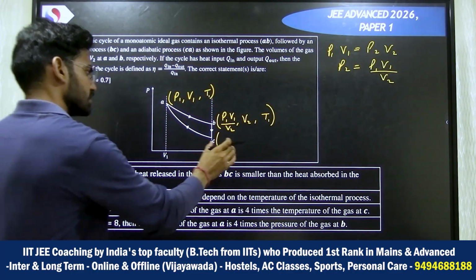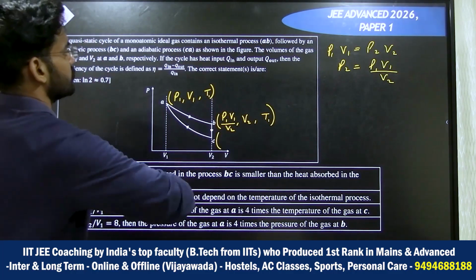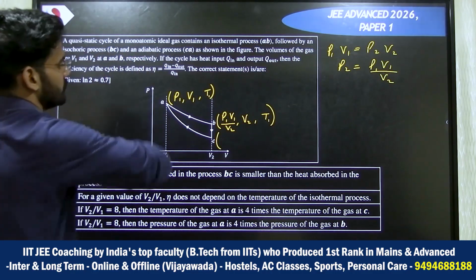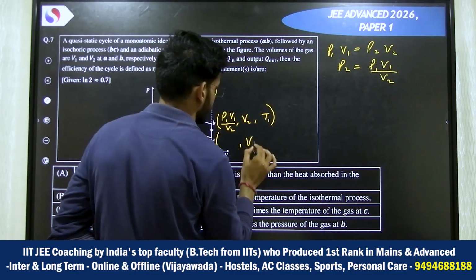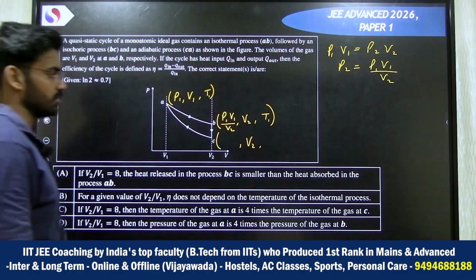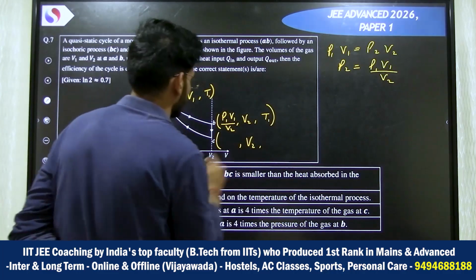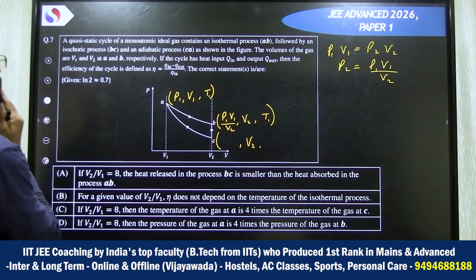Third, he said B to C is an isochoric process. Isochoric means volume is the same. That's it. Pressure can change, temperature can change, but there will be one relation: pressure and temperature will be proportional. But let's see how to deal with that.